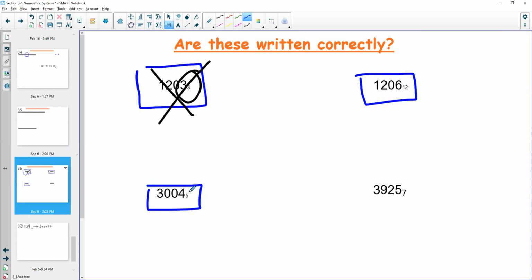3004 in base 5. In base 5, I have 0 through 4. Those are safe. 3,925 in base 7 is a no-go because I don't have a 9. So that's a no, and that's a no.